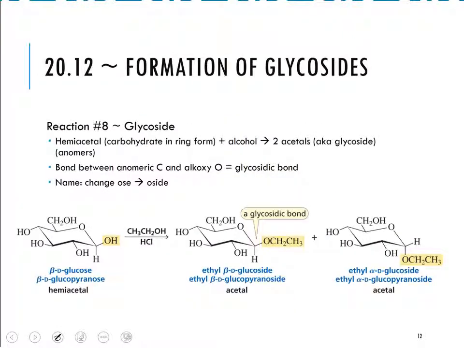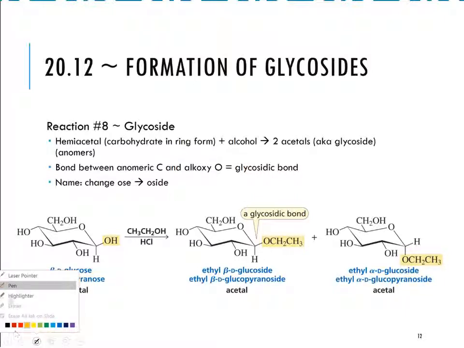All right, we're going to continue with the reactions in this chapter, and we're going to look at the reactions that our carbohydrates go through when they're in the ring form only. So reaction number 8 is creating glycosides. For our glycosides, that means that we are creating acetals, really.